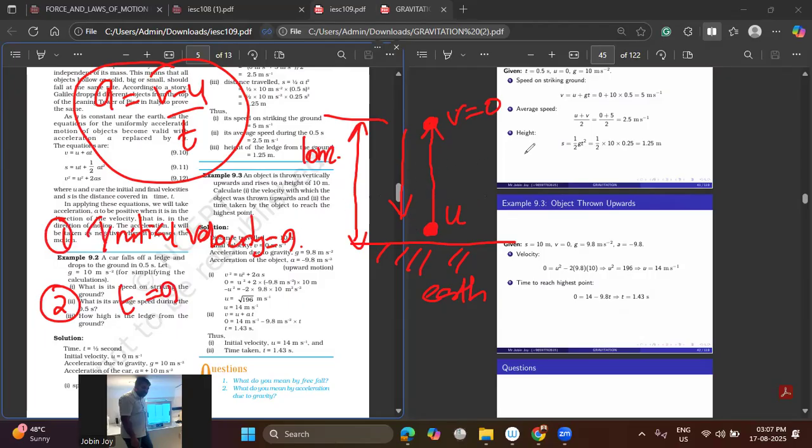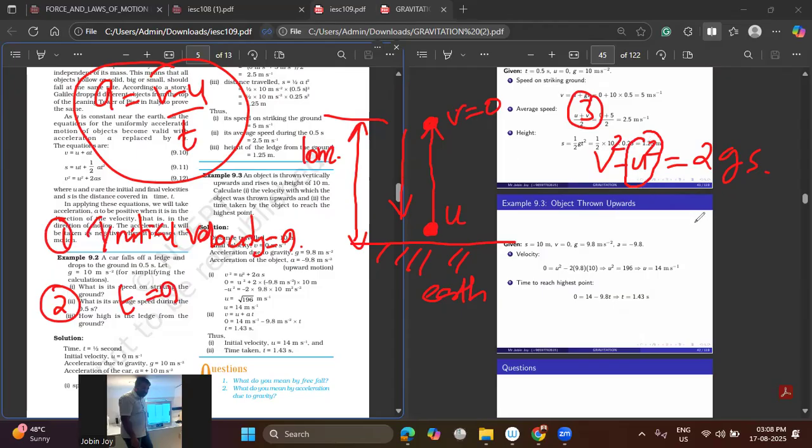So first of all, you can write the third equation of motion. What is the third equation of motion? v square minus u square is equal to 2gs. So write the equation. Here you are calculating the initial velocity, that means you are calculating u.